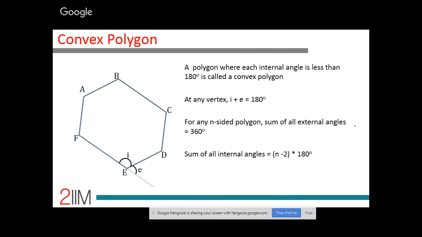Internal plus external angle at each vertex adds up to 180. So the sum of all internal plus external angles is 180 into n, so the sum of all internal angles is 180n minus 360, or 180 into n minus 2. For any polygon, the sum of external angles is 360 degrees. The sum of all internal angles is 180n minus 360 degrees.